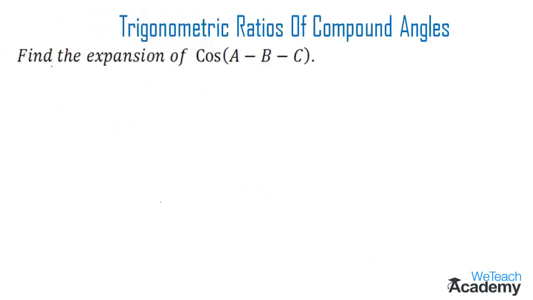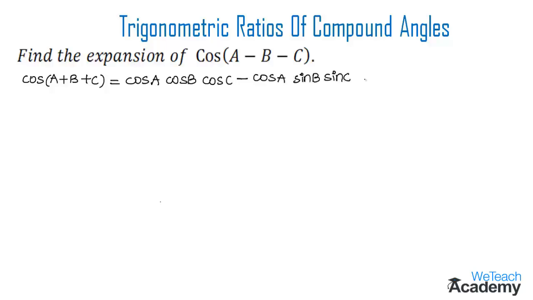Now let us proceed and find the expansion of cos(A - B - C). We already know the formula of the compound angle A + B + C under the trigonometric ratio cos. That is, cos(A + B + C) will be equal to cos A cos B cos C minus cos A sin B sin C minus sin A cos B sin C minus sin A sin B cos C. In order to find the expansion of cos(A - B - C), let's compare the given expansion with cos(A + B + C).